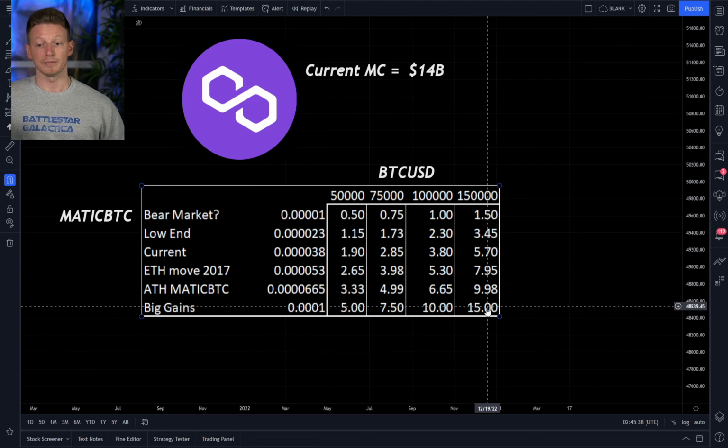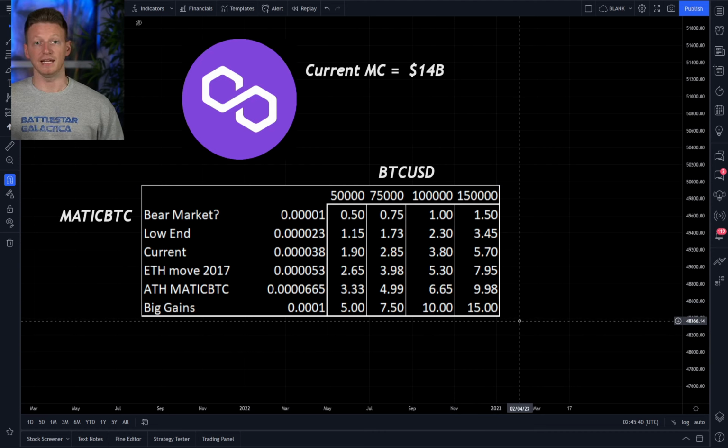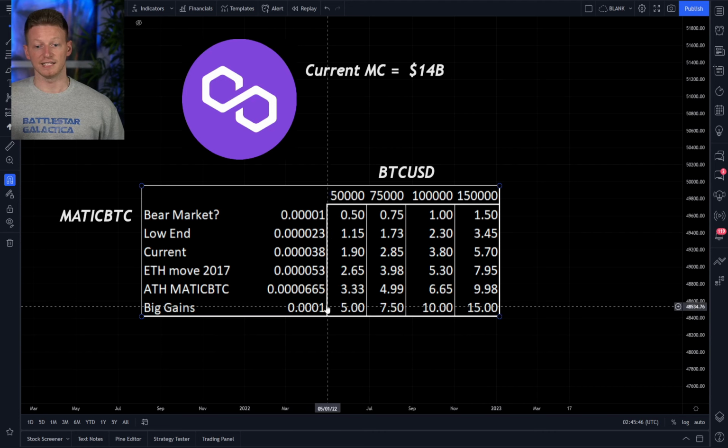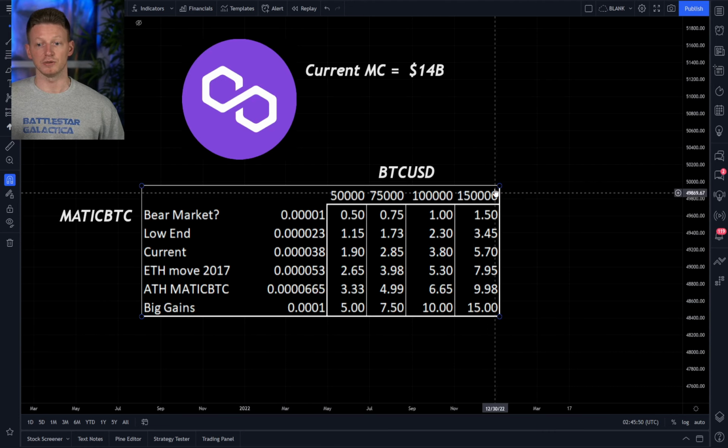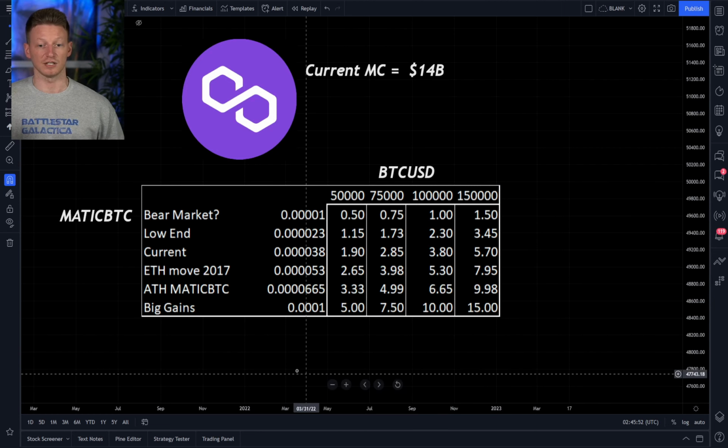Now, I don't know if we'll be able to sustain these levels. It may only be in a parabolic blow off top type event. I think this valuation definitely comes into question if we can get up to $100,000 or $150,000.